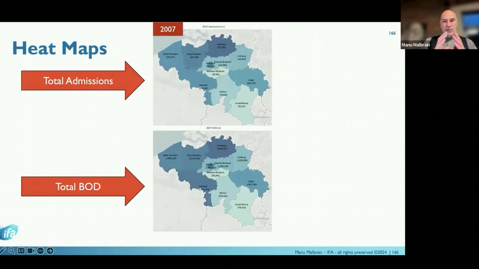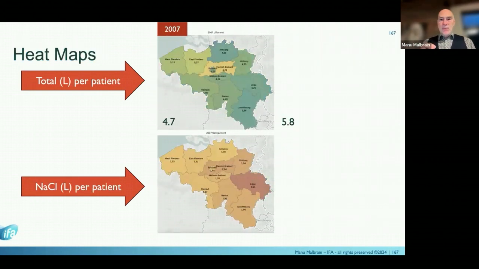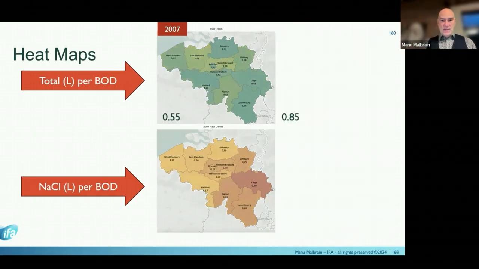If we look at the evolutions and heat maps in Belgium, 2007 and then 2017, we see that admissions are increasing, bed occupying days are roughly the same. But if we look at the liters per patient, in 2007, on average, it was 4.7 liters, and in 2017 increased to 5.8. In the bottom, you see the liters of saline, which was around 1.72 liters, and it drastically increased, especially in the southern part of the country, up to 2.5 liters of saline.